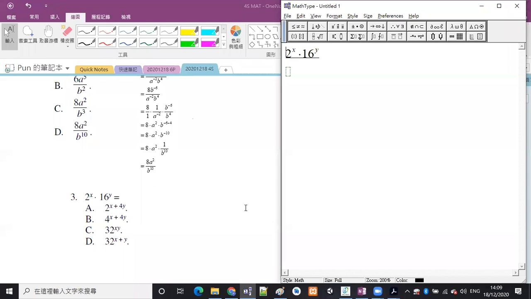We have base 2. The first number is base 2, and the second number is base 16. If we have different bases and different indexes, we can do nothing to simplify this. We can apply the laws of indexes only if we have the same base or the same index.